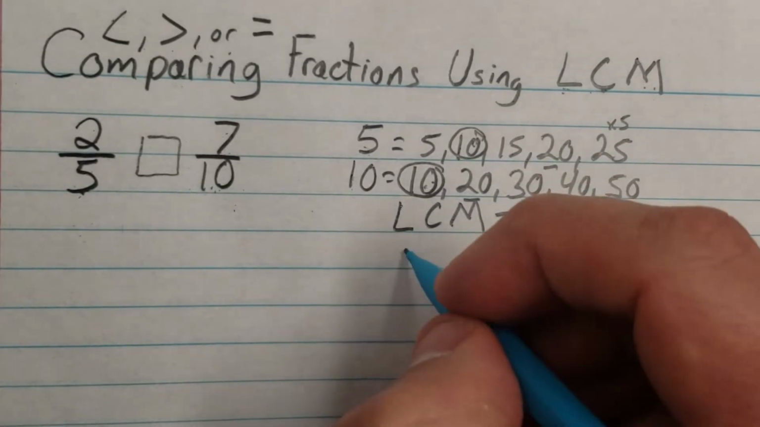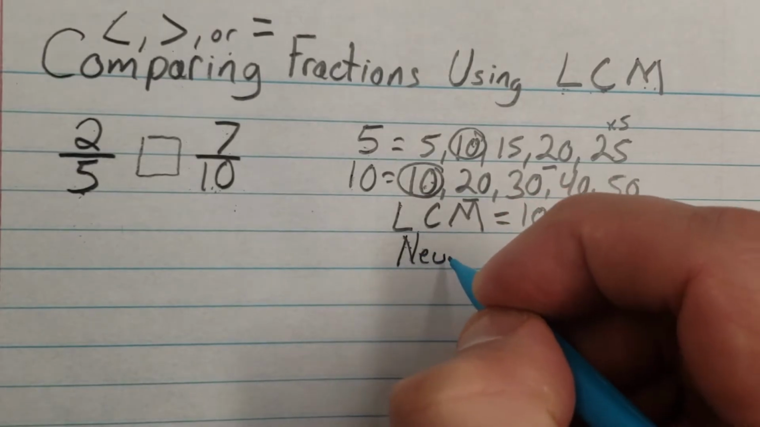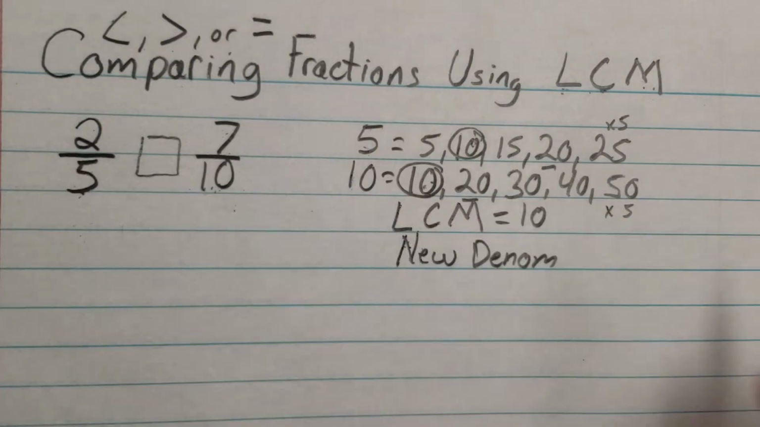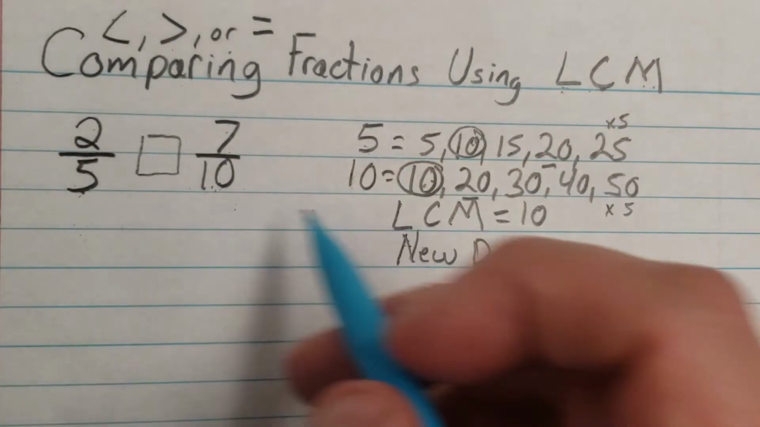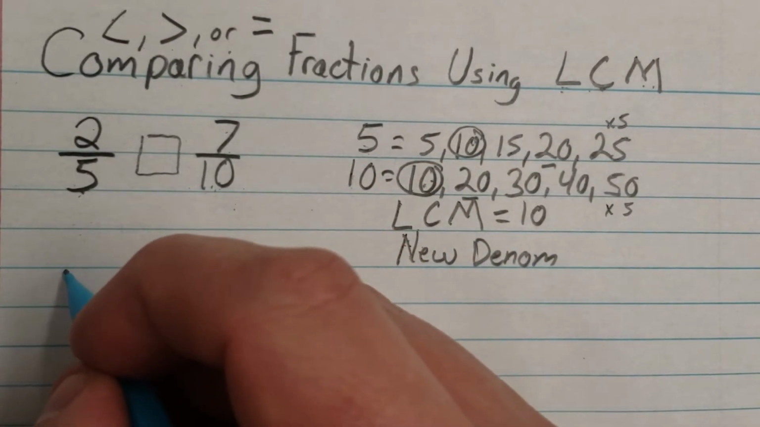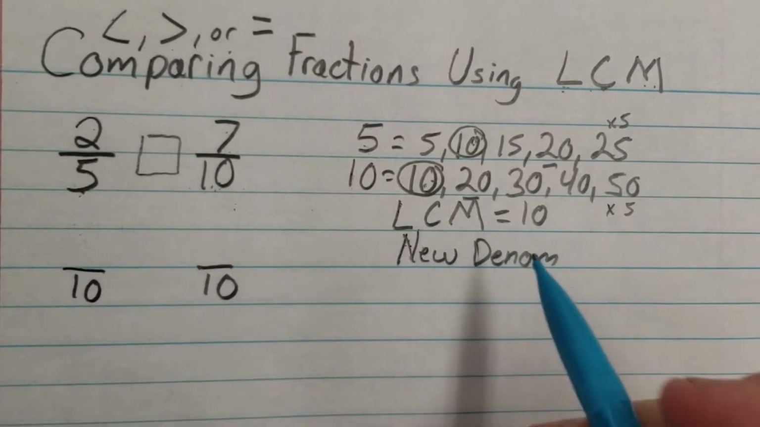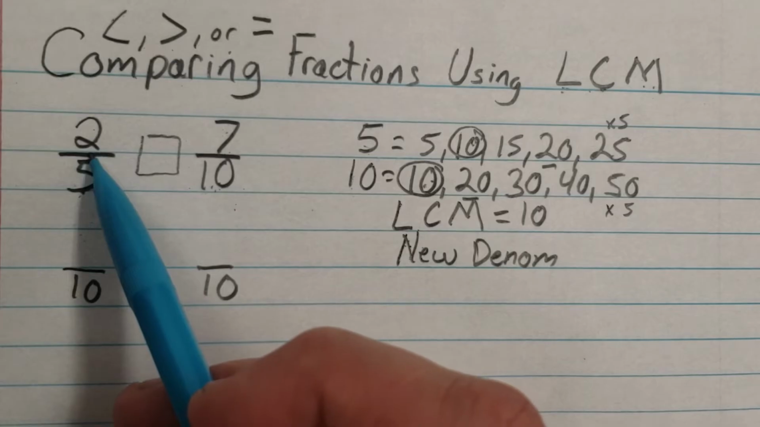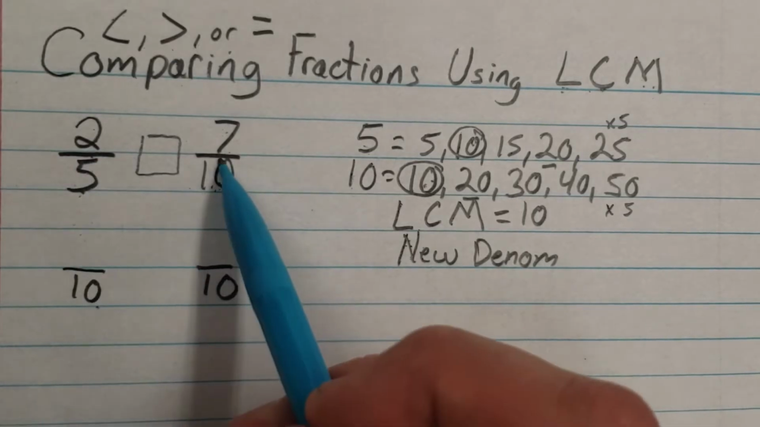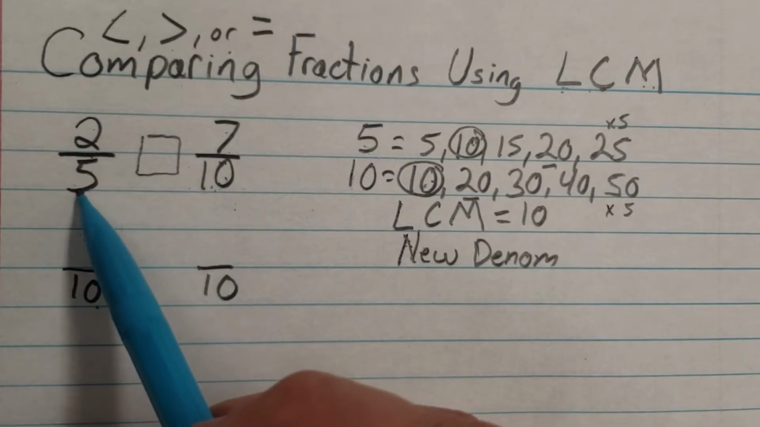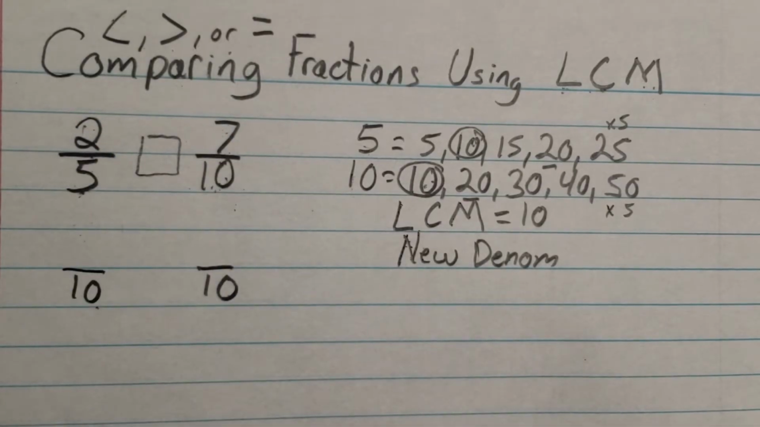What are we going to do with our LCM? It's going to become our new denominator for both fractions. So now we need to make it our new bottom number, our new denominator. What we're going to do is we're going to use our old fractions, the original ones from the question, to make new ones. They're going to have the same value because whatever we do to the bottom number, we're going to do the same thing to the top.